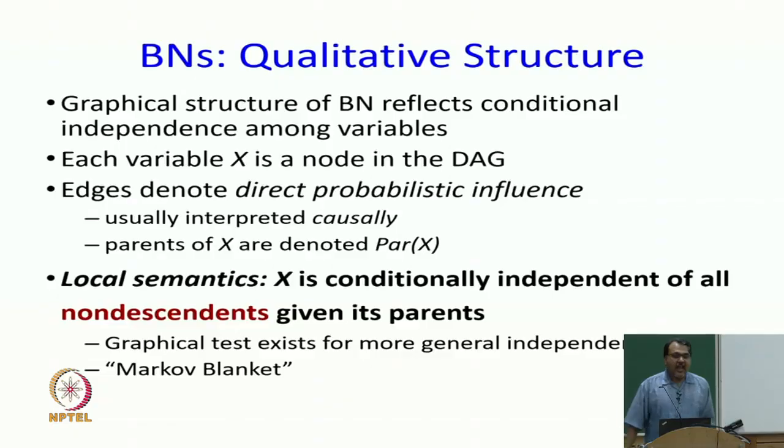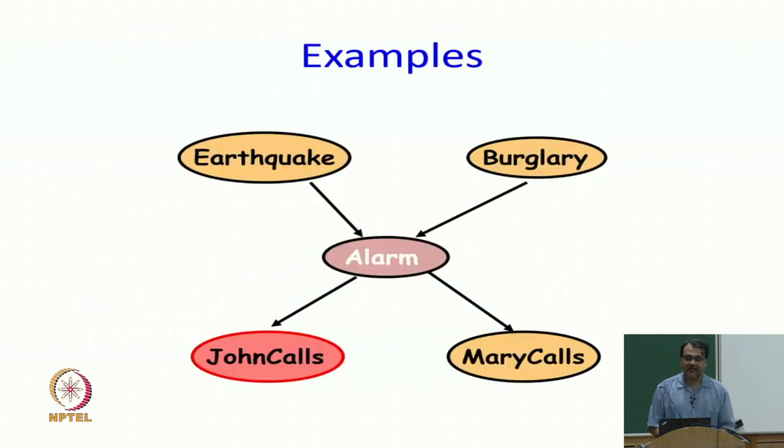So, now what we are going to do is use the Bayesian network to think about what conditional independence assumptions it is making, and how I can read the graph structure to figure out what conditional independences are being stated by this graph. The graph structure of a Bayesian network reflects some conditional independences, and there are some local semantics for it. I will start by asking questions.